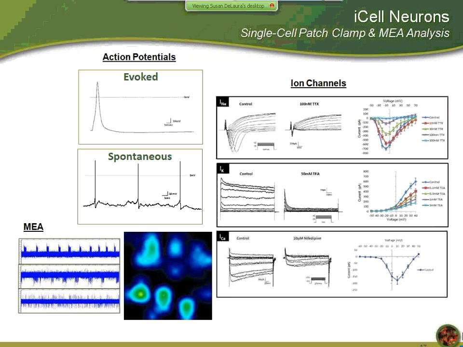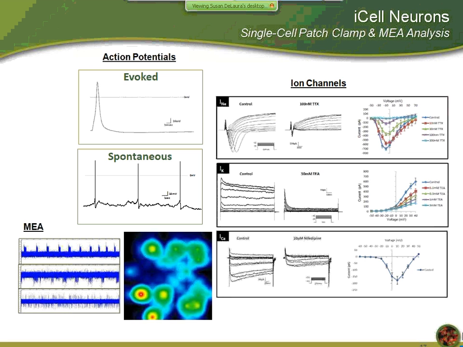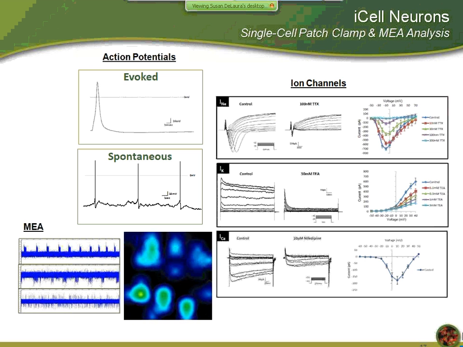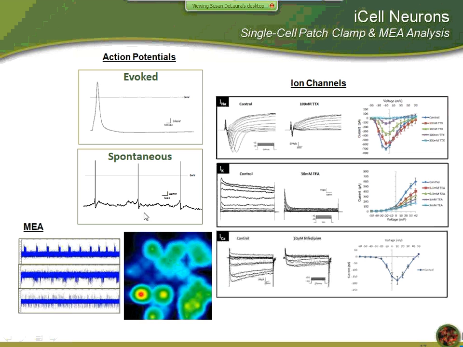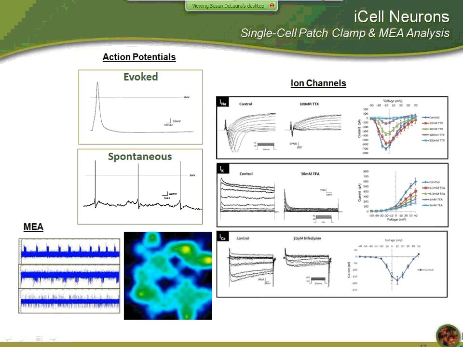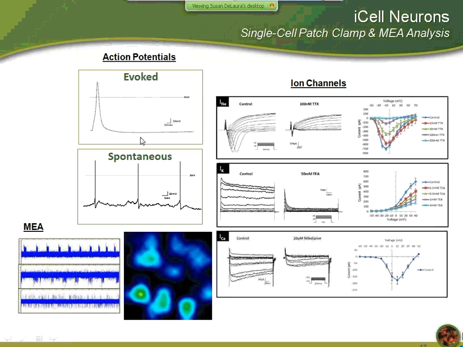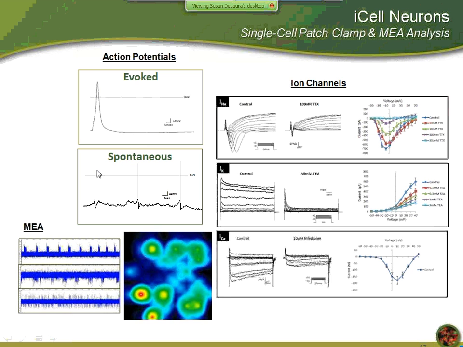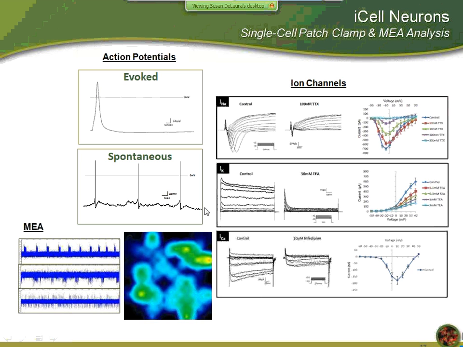We also then looked at the electrical functions of our cells to make sure that they are functionally active. And this was using various methodologies. We used single-cell patch clamps as well as MEA, the multi-electrode array. And as you can see here with the action potentials from the single-cell patch clamp, we're able to get very nice evoked action potentials with the nice overshoot and the rapid repolarization, as well as nice spontaneous action potentials.